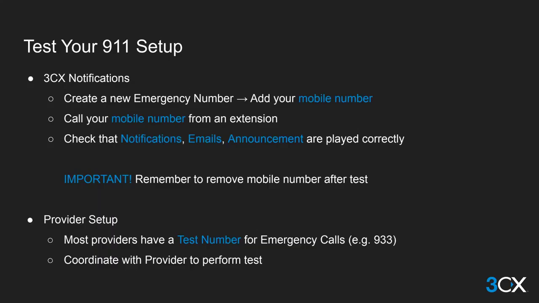After all the configuration has been completed, you should test the setup to see that the correct information is passed on to the security personnel as well as the emergency dispatchers. One way to test the internal communications is to add a new emergency number, but instead of adding 911 as the emergency number, add your own mobile phone number and call it from one of the extensions.